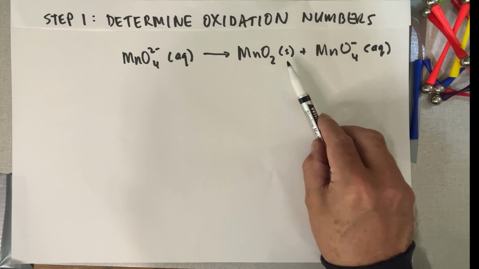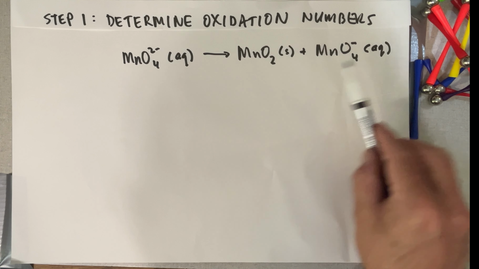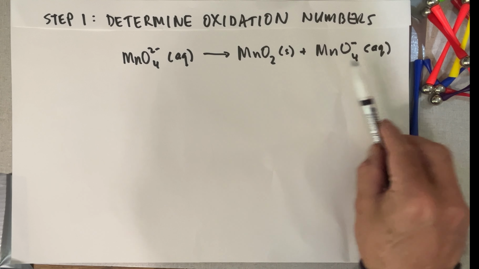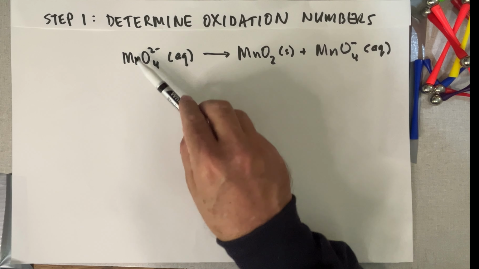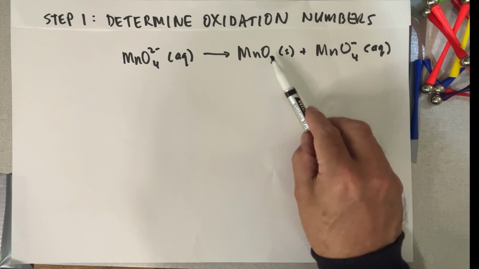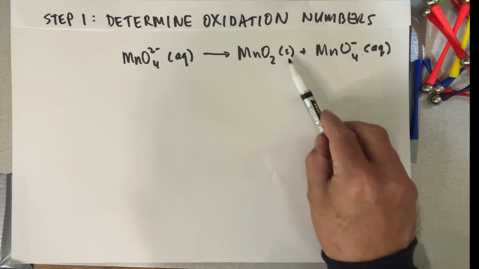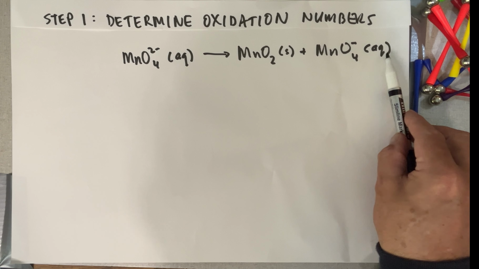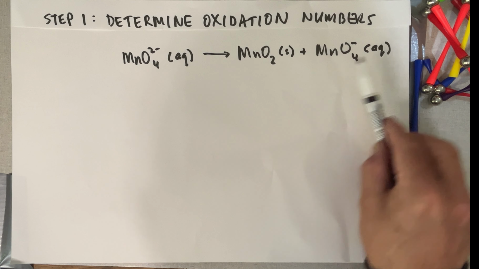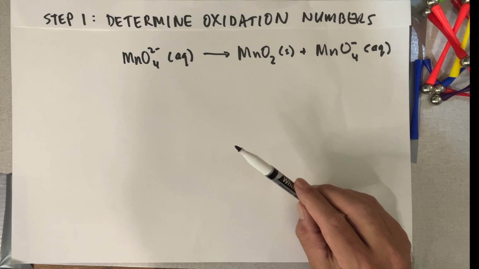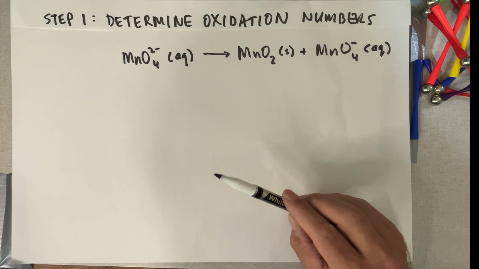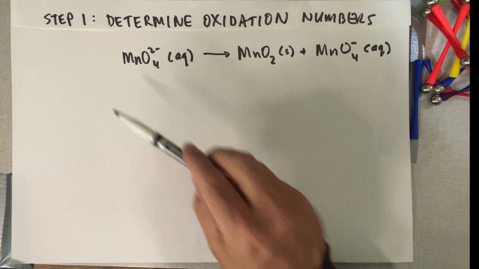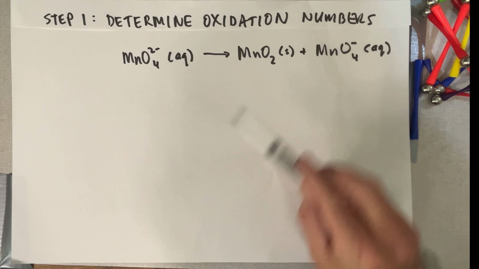I also indicate here the different phases in which these chemical species are involved. This is aq, aqueous. It means it's in a watery solution. Manganese dioxide is a solid, s, and this one is also aqueous. So I won't write these phases down again going forward, just so you know in which phases these different species find themselves. Now it says here in step 1, determine the oxidation numbers.